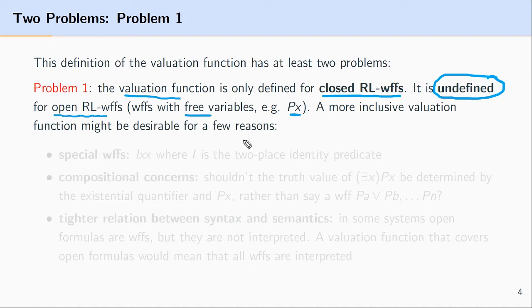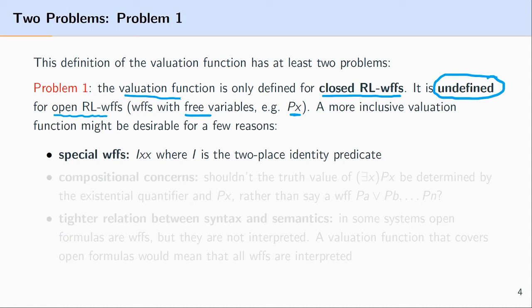And we might say this is problematic, or make a case for it being problematic, and say that we want a more inclusive evaluation function that does assign truth values to these types of formulas for a couple of reasons. The first is that there might be some formulas that we want to assign truth values for, and those formulas have free variables in them. So let's take the two-place predicate I and XX, where I is the identity predicate.